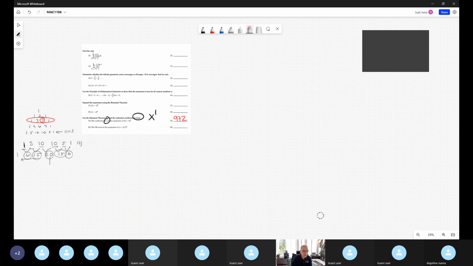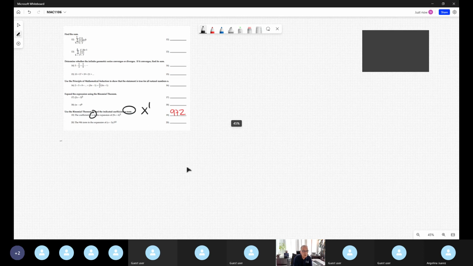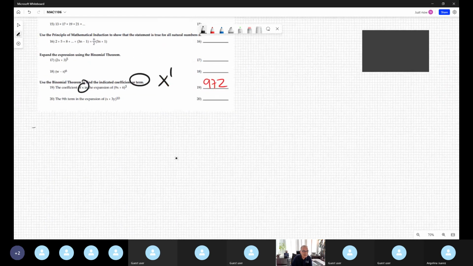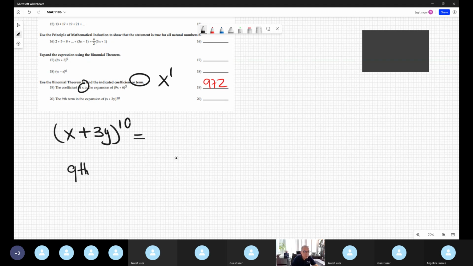I want to know in the 20, the binomial given is (x + 3y) raised to the 10 power. It's obvious that if you expand this, we have 11 terms, so one more than the power. However, they want to know specifically the term in position 9.